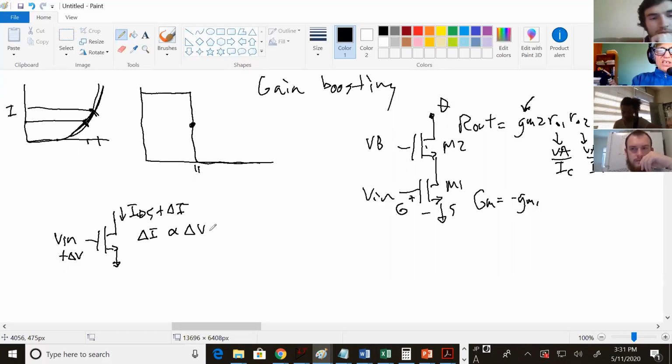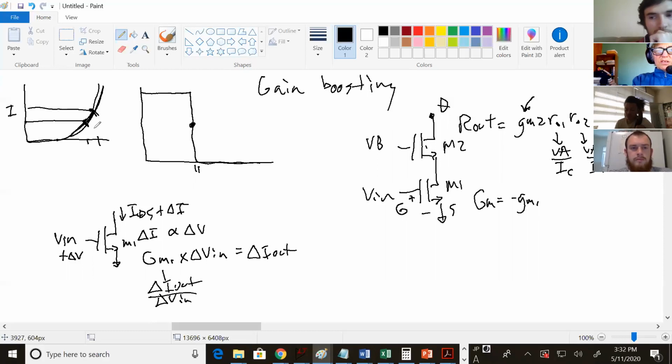And this is V in right here. That's I out. And it turns out that if you take your GM, say GM1 here, times your change in V in, that will equal your change in your I out. Remember that GM is delta I out over delta V in. It's the slope of this line. So if you see how far your V in changes, then you can figure out how much your current changed. Does that sound familiar?